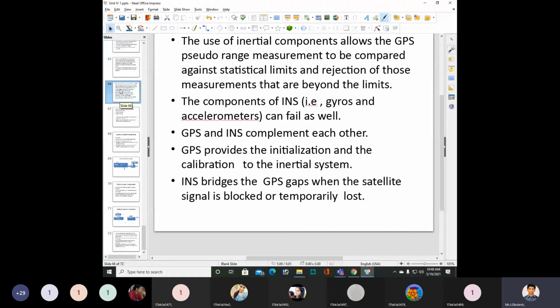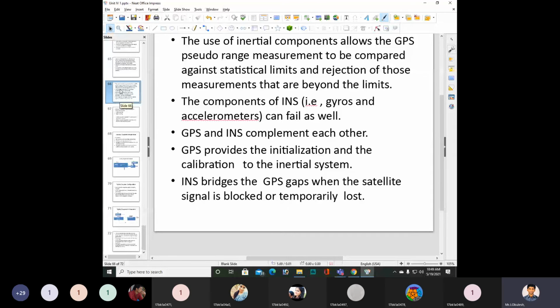The components of the inertial navigation satellite system, that is gyros and accelerometers, can fail as well.